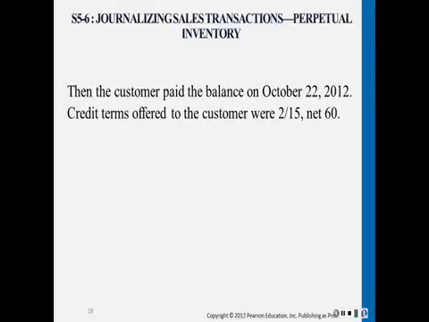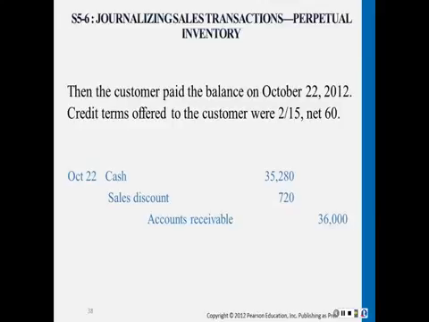The exercise continues on this slide. The customer paid the balance with credit terms of 2/15 net 60. Cash would be a debit for $35,280. Sales discount, debit for $720. Accounts receivable, credit for $36,000.